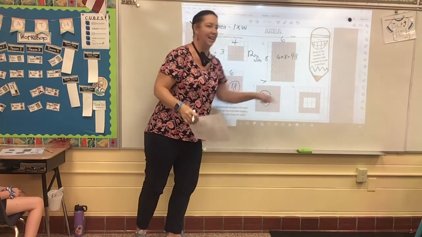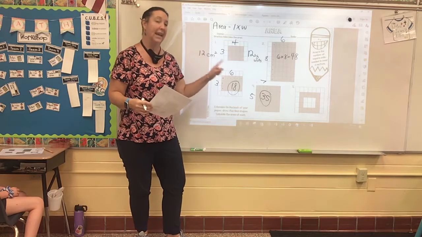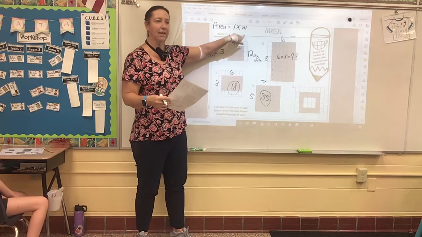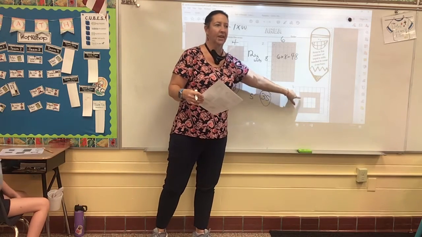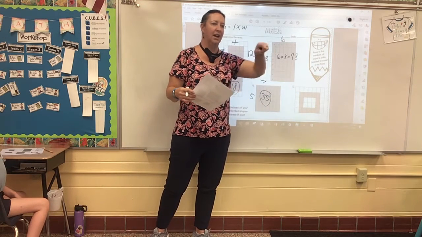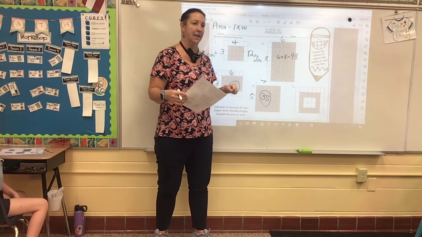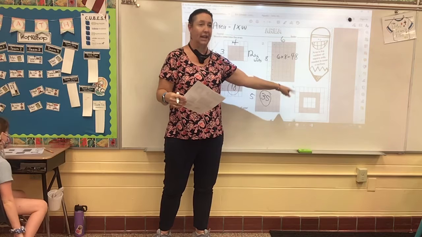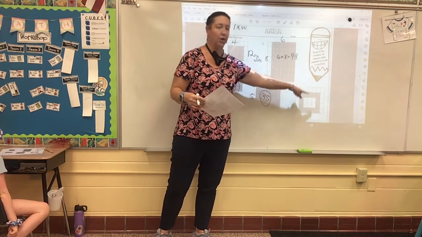Okay, how about number 5? This one was tricky because I can't use the formula. Why can't I use the formula of length times width on this one? Because I'm not trying to calculate, Audrey? Because in the middle it's empty. Its middle is empty, and so I don't want to know what the area is in the middle of that. I just want to know what those squares are.